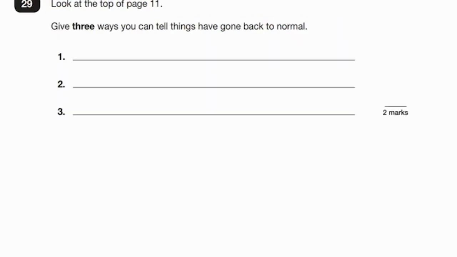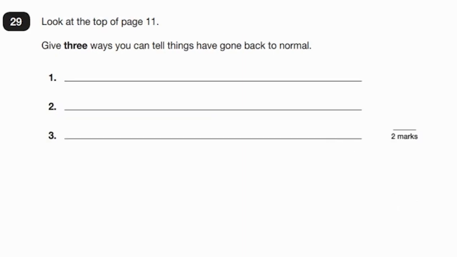Moving on. Question 29. So here we're looking at the top of page 11. So once again, it gives us that tip of where to look, so we know where to look in the text. This question says, give 3 ways you can tell things have gone back to normal. So we've got to give 3 separate things. Now, the question's worth 2 marks.